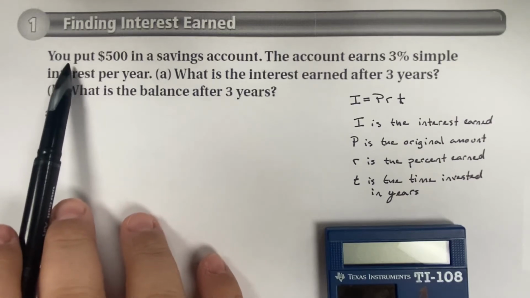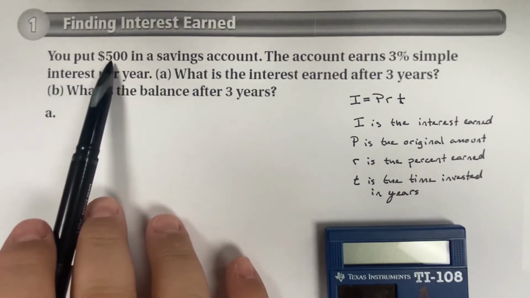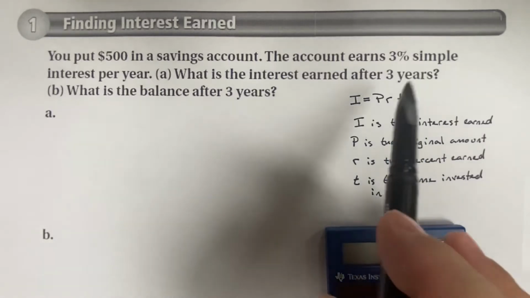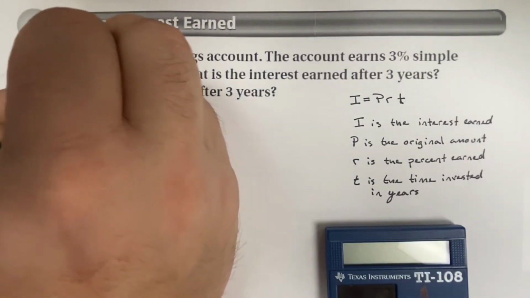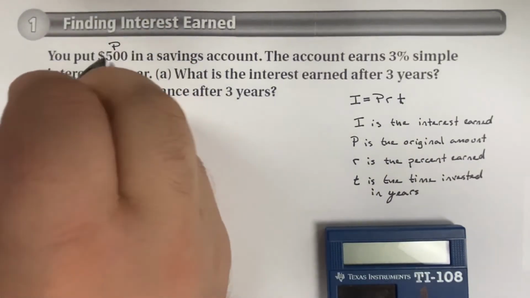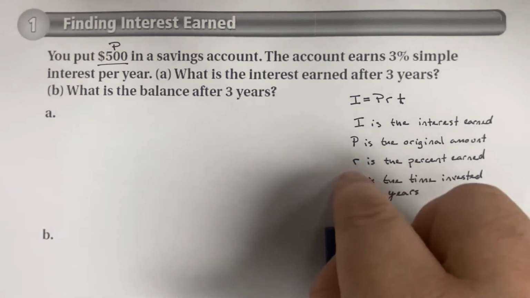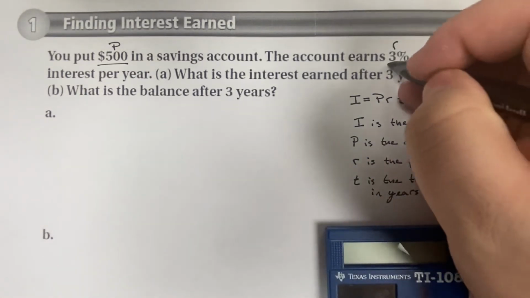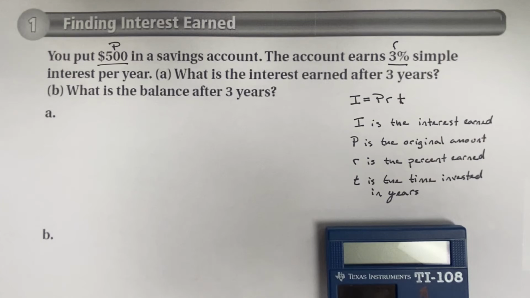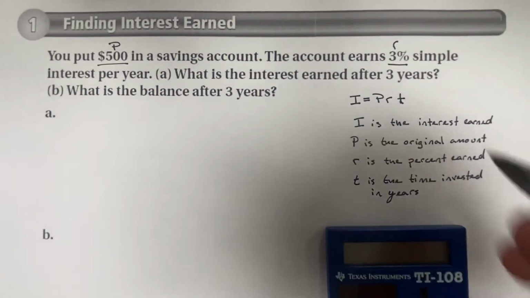So we have an example where we put $500 in a savings account. Well, that's going to be my principal, so I'm just going to label it as such. Okay, so 500 is my principal. That's where I'm starting. The account earns 3%. Percent is my rate. So again, I'm going to go ahead and label it as such. And it says simple interest because there are different types of interest. You'll find that out later. Right now, we're talking about simple interest, and that's per year. What is the interest earned after 3 years?